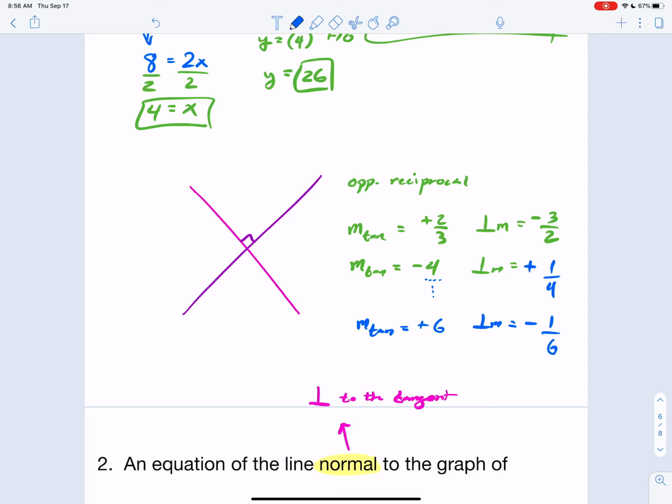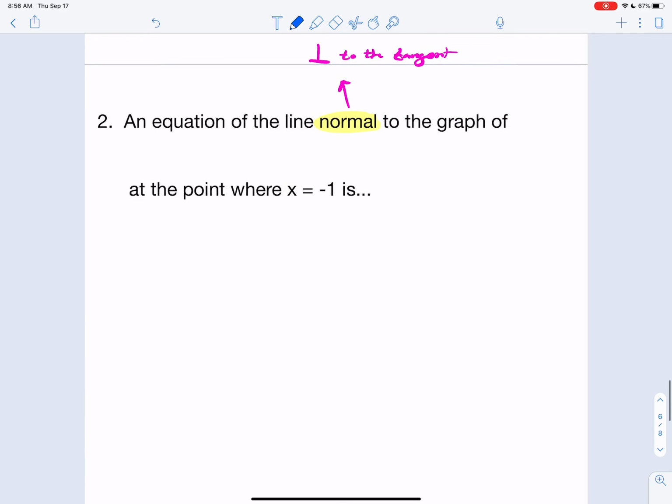Not that bad, okay? So we're going to use that concept. Here we go. We have an equation of the line normal to the graph of y equals x cubed plus 3x squared plus 7x minus 1. I don't know why that part got erased, but go ahead and write that down. Sorry if you have to erase or squeeze it in.